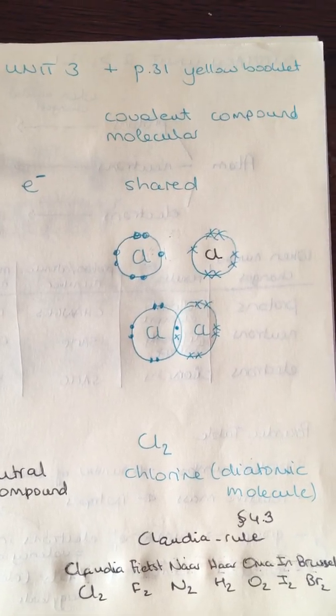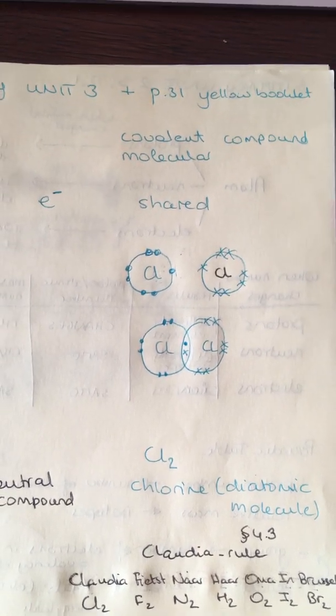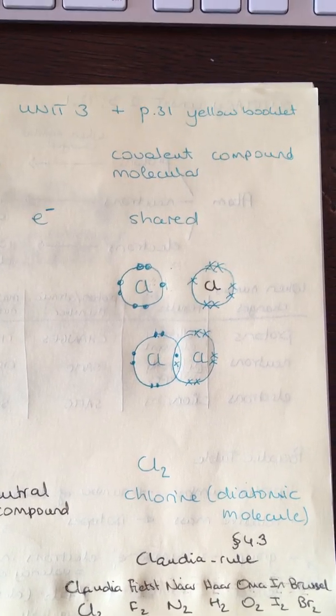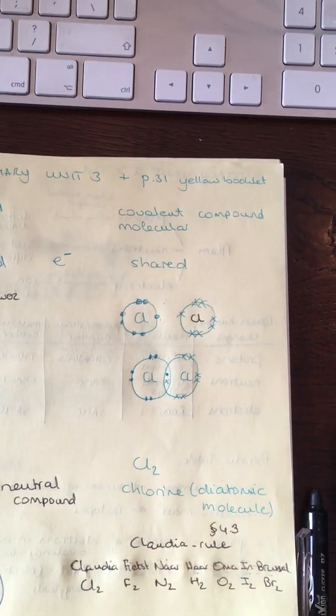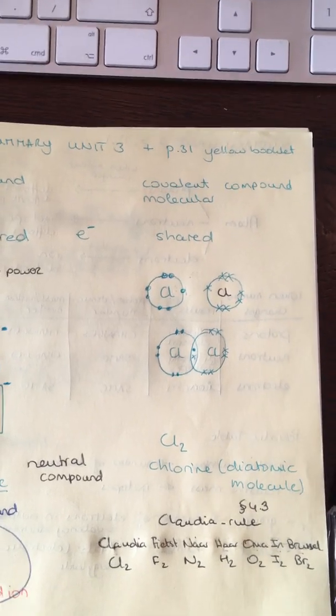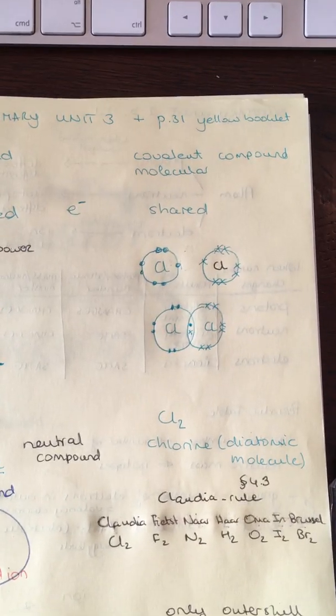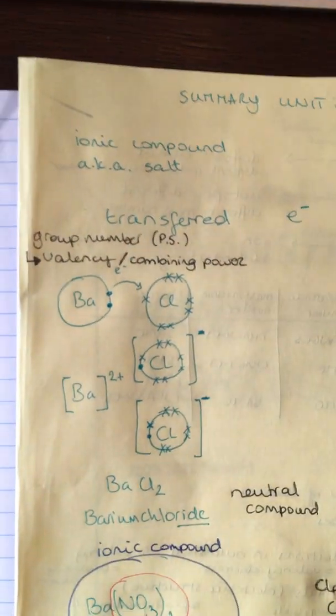So if there are no other atoms around from which chlorine can go and steal an electron, it has to help itself. And with chlorine, when you have 2 atoms of the same type, the power with which they pull electrons towards each other is the same. This power we call electronegativity. And so the electrons do not get transferred like in an ionic compound, but they get shared.